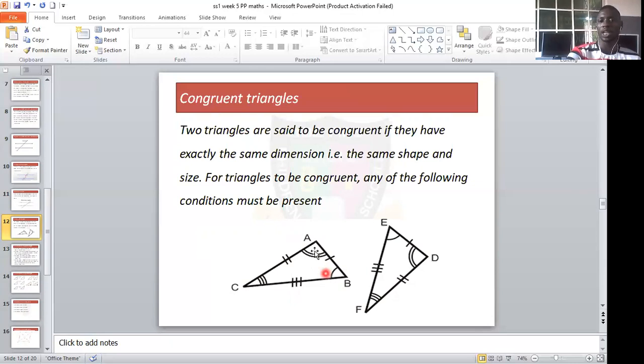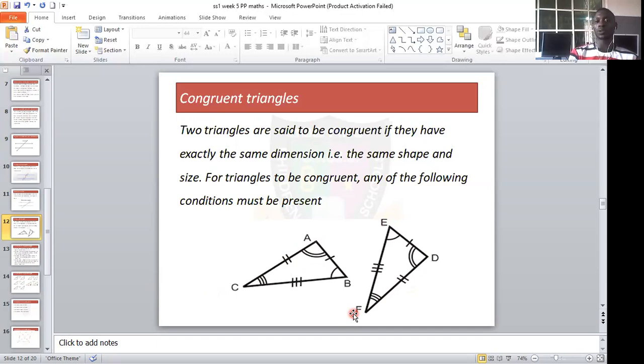Look at this triangle. Consider triangle ABC. A triangle has three sides and is also made up of three angles. Look at the three sides. AB is equal to ED, AC is equal to DF, and BC is equal to EF, showing that all the dimensions are the same. So this is what we call a congruent triangle.